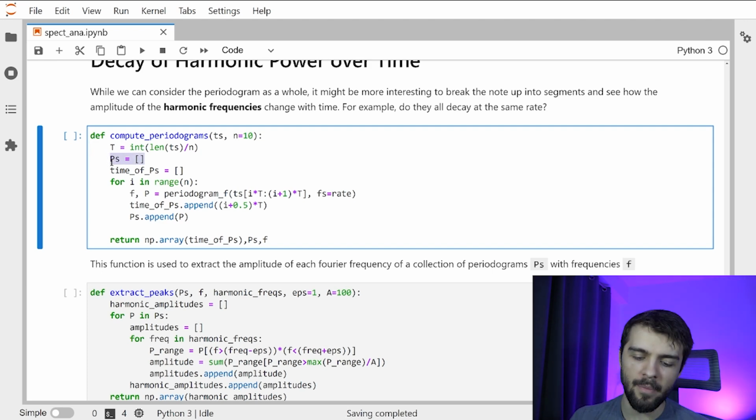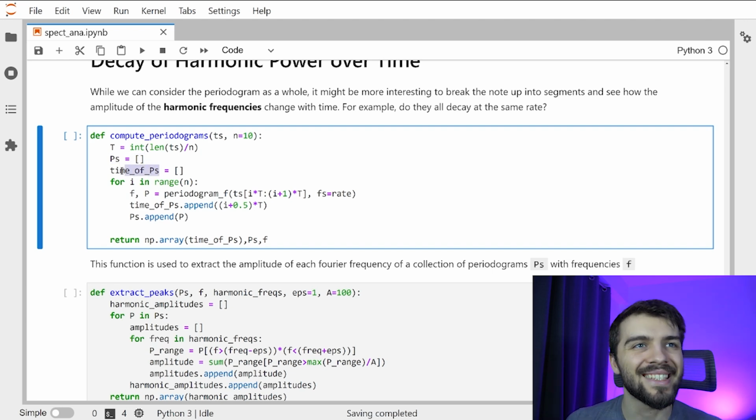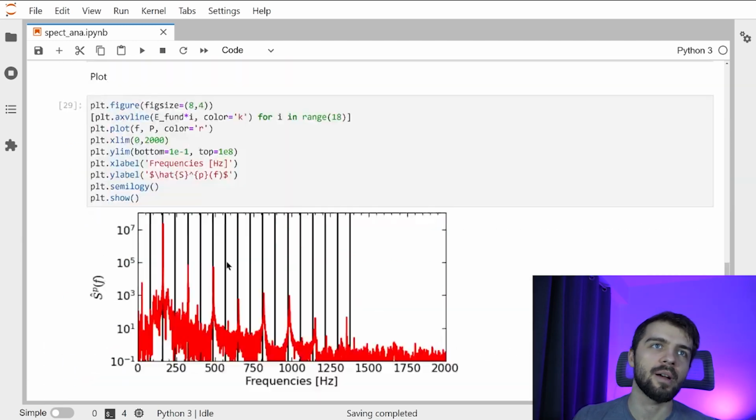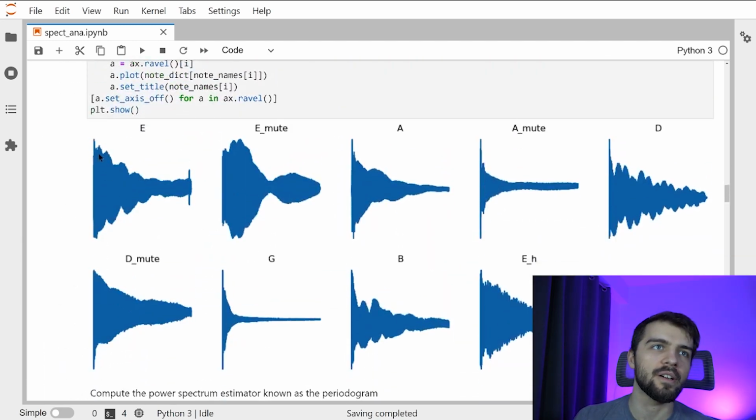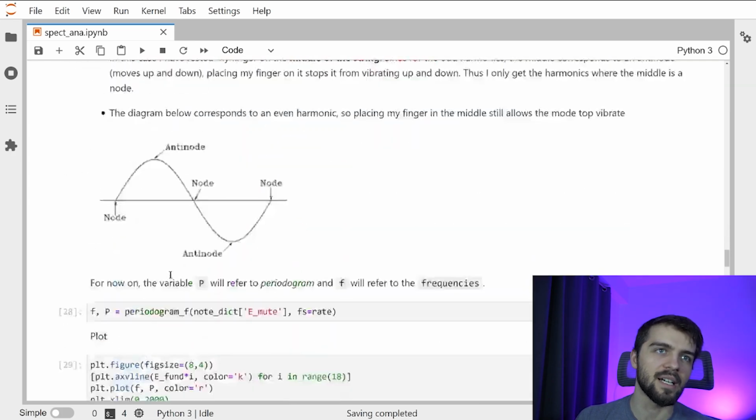Ps is going to be an array of my periodograms, right? P stands for periodogram. S just means plural, so it's a list of all my periodograms. And I want the time corresponding to each periodogram. So for example, if I look at this waveform here, and I split it up like this, I'm just going to take the point in the middle as being the time.